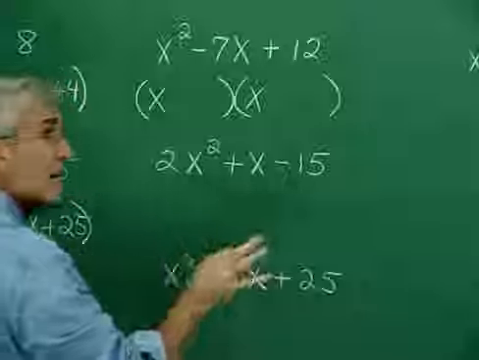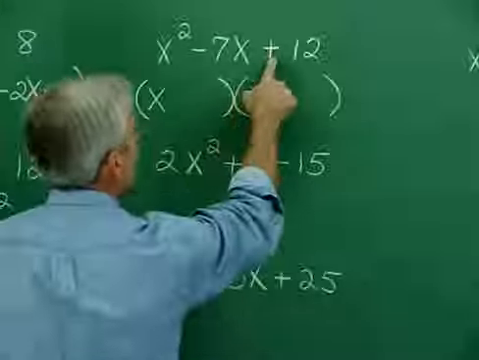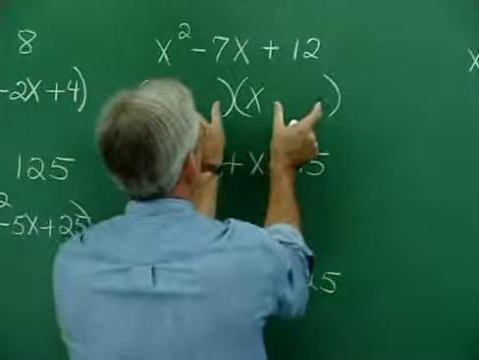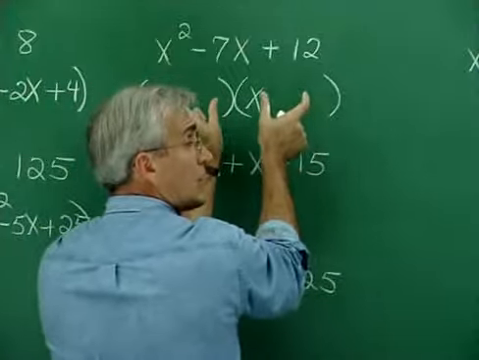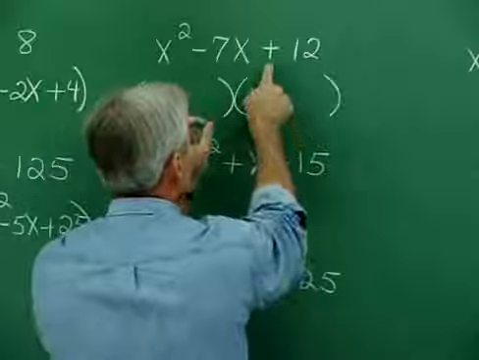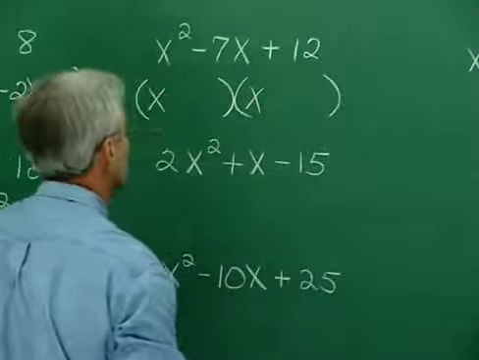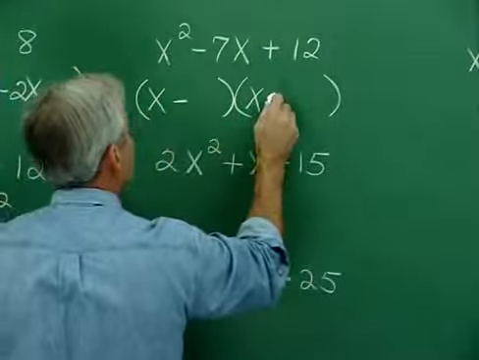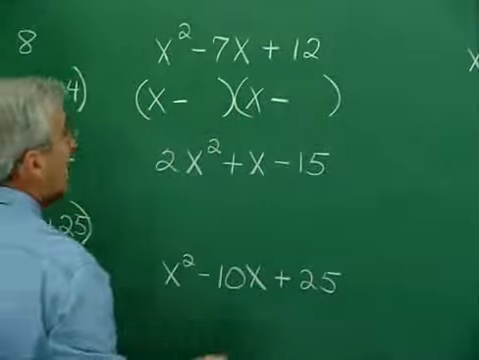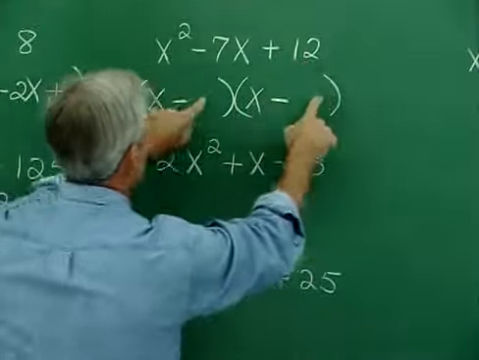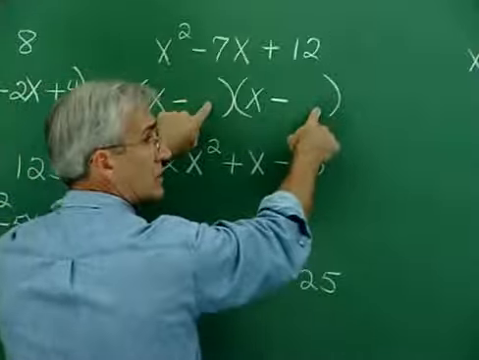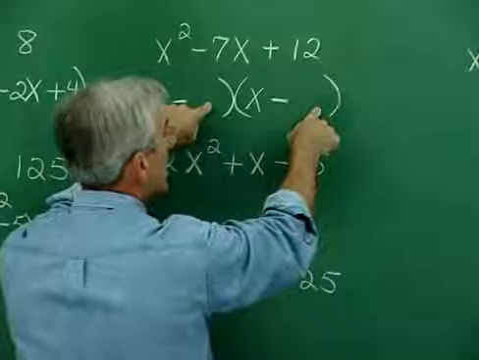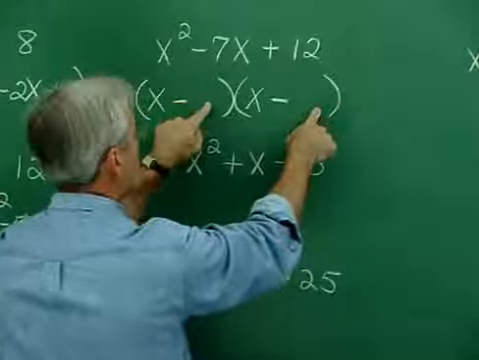Then we look at the sign pattern. We see that the sign of the last term is positive. So that means that the signs of these two terms have to be the same, plus times plus or minus times minus, to give a positive result. We look at the middle term. Oh, it's negative. That means it's minus times minus. Now, factors of 12 are going to go into these two positions, but there are a lot of ways to factor 12. 12 could be 4 times 3, it could be 6 times 2, it could be 12 times 1.